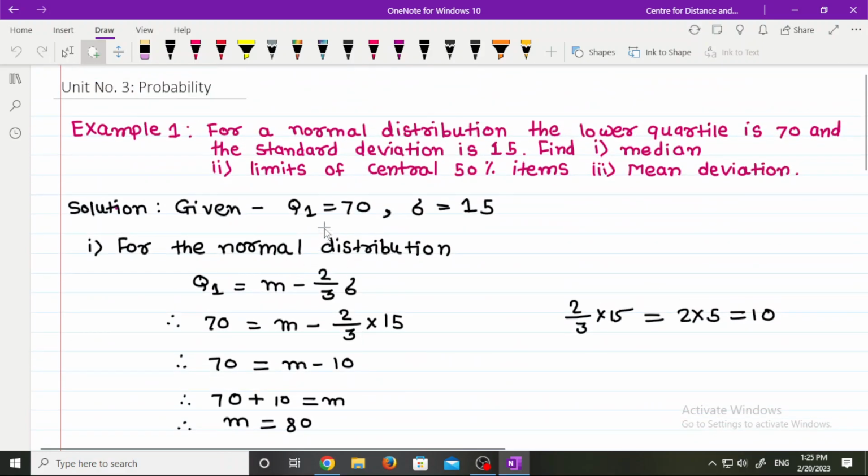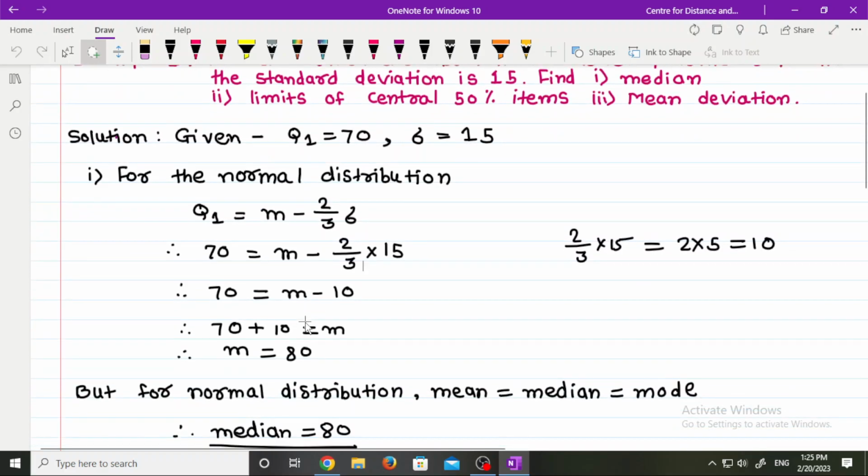Here in this example, for normal distribution we are given that the value of lower quartile, that is Q1, is 70 and standard deviation is 15, that is sigma, and we have to find out median, limits of central 50% items and mean deviation. And for this, first we have to find out mean, that is m, and for normal distribution mean is equal to median is equal to mode. So obviously here we get median is equal to 80.